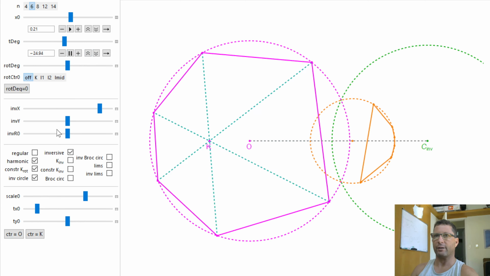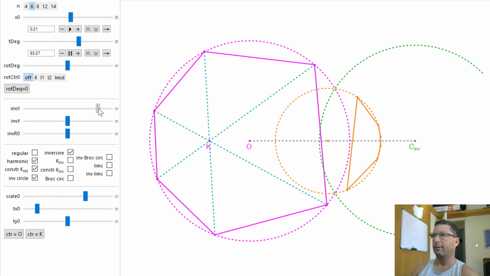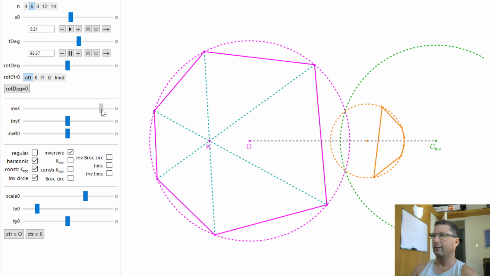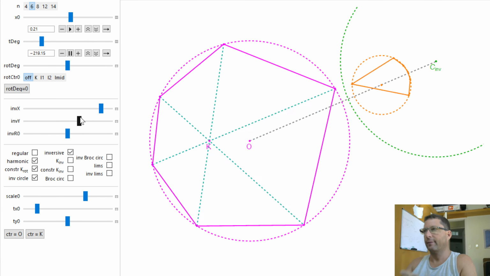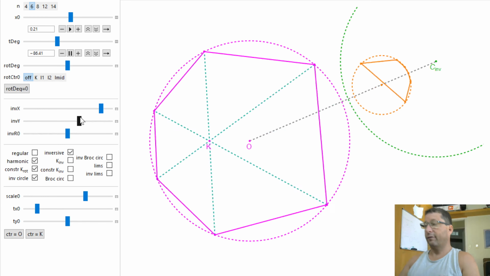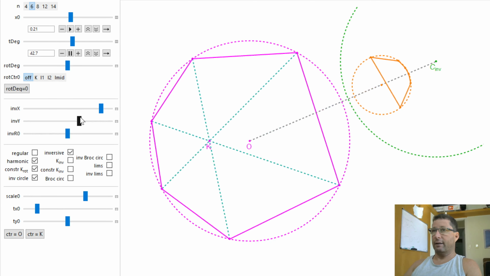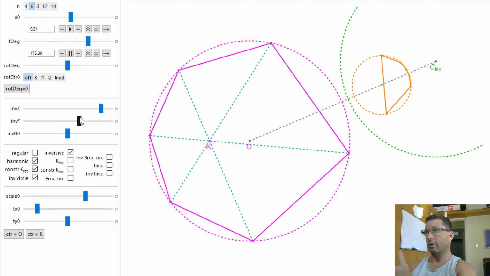Okay, and I can change my center of inversion, of course. I can place it anywhere. It doesn't have to be on the x-axis. It can go up to over here, and I have this family of inversive images of a harmonic family, which is also harmonic.